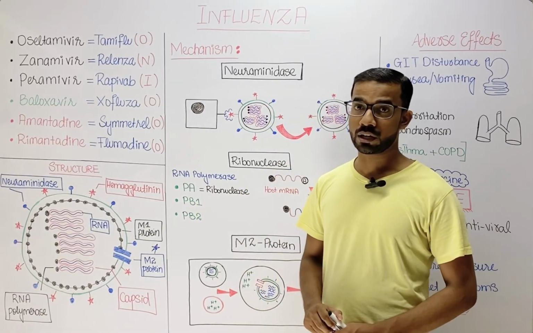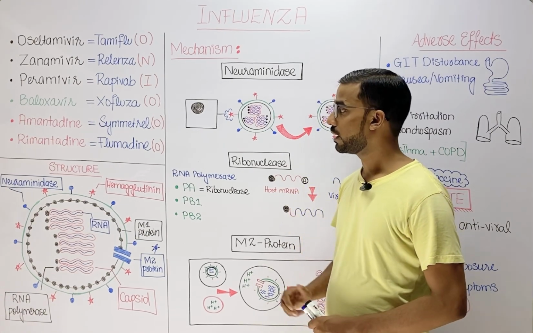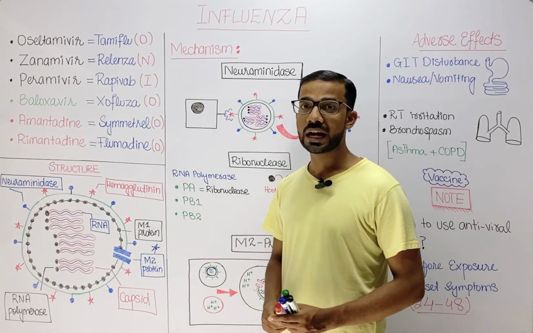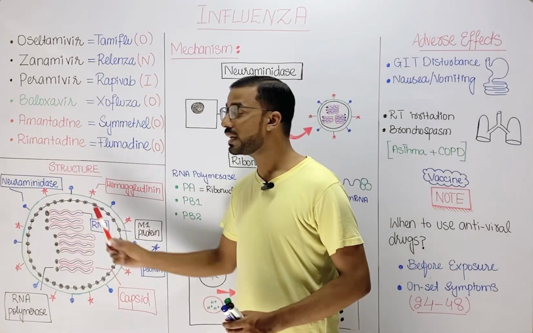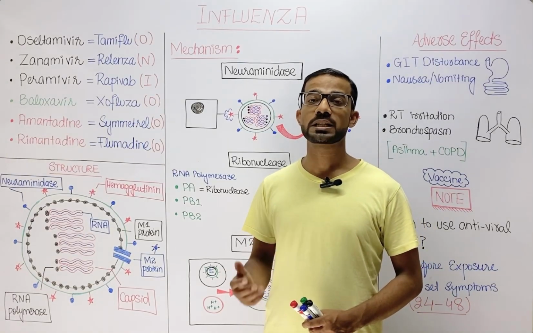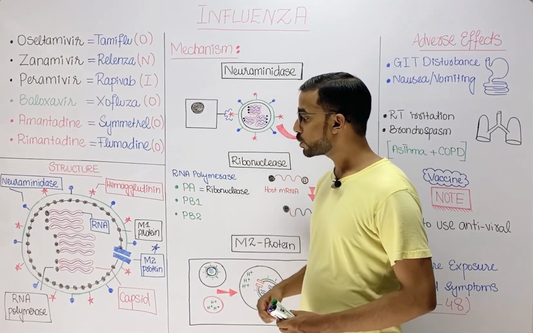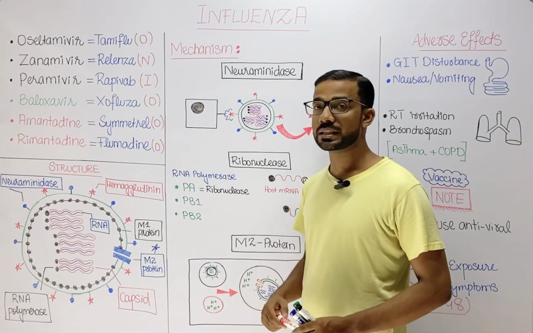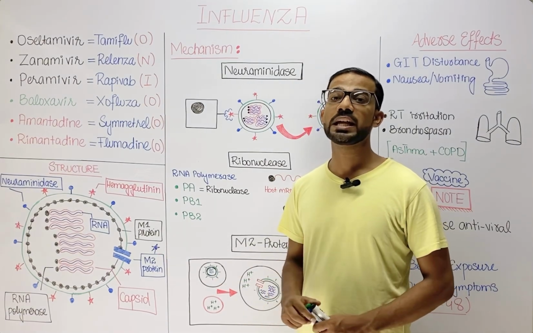Next, we will see the structure so we can easily understand the mechanism of the influenza virus drugs. First, you will see two most important proteins: hemagglutinin, that helps in the attachment of the virus with the cell. Second is the neuraminidase enzyme. This enzyme is present on the membrane. This helps in the detachment of the virus from the cell after the replication. Next, you will see two most important proteins, M1 protein and M2 protein. M1 protein is a matrix protein and M2 protein is a channel protein through which the H positive ions can move easily.